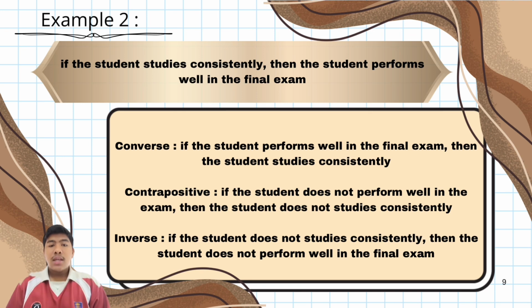The inverse is, if the student does not study consistently, then the student does not perform well in the final exam. Both statements are negated, but the order remains the same. So, these two examples further show how we form the converse, contrapositive, and inverse from an implication.